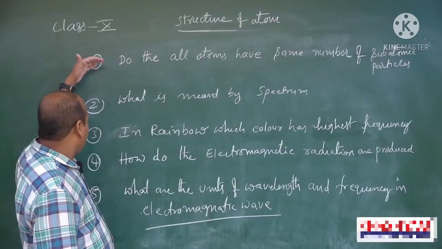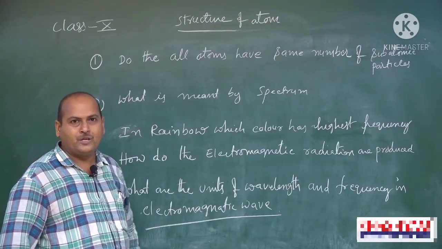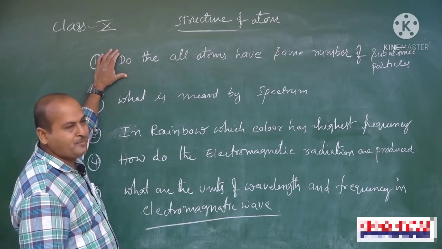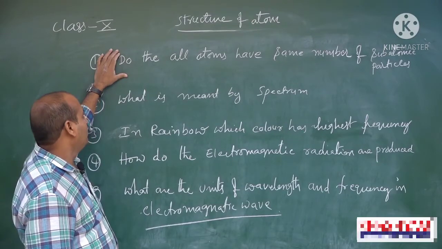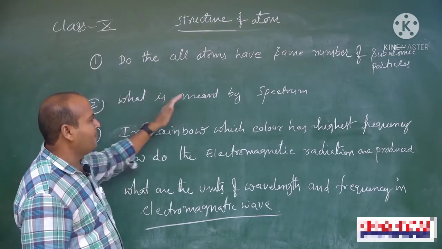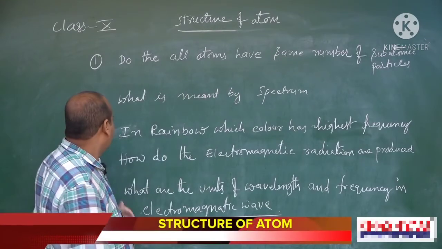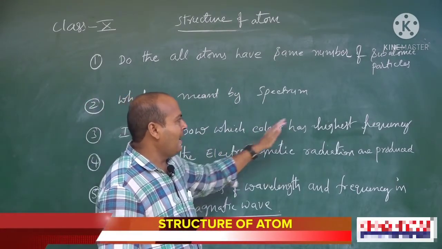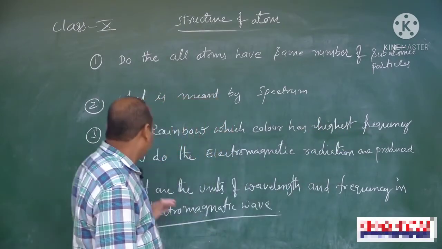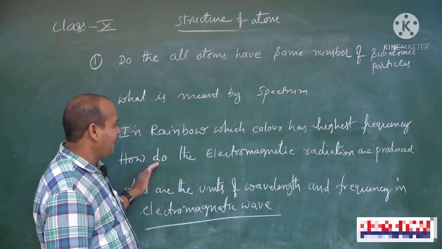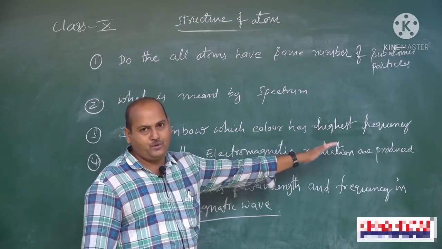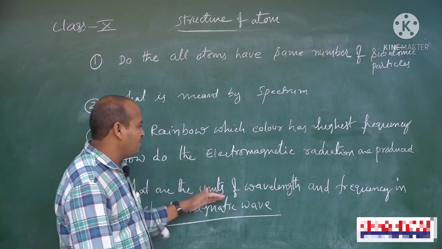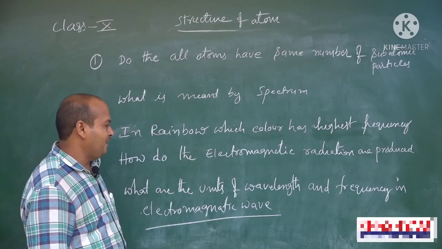Now some questions can arise from what we have completed till now. Do all atoms have the same number of subatomic particles? Second question, what is meant by spectrum? Third question, in a rainbow, which color has the highest frequency? Fourth, how are electromagnetic radiations produced? Then, what are the units of wavelength and frequency in electromagnetic radiation?